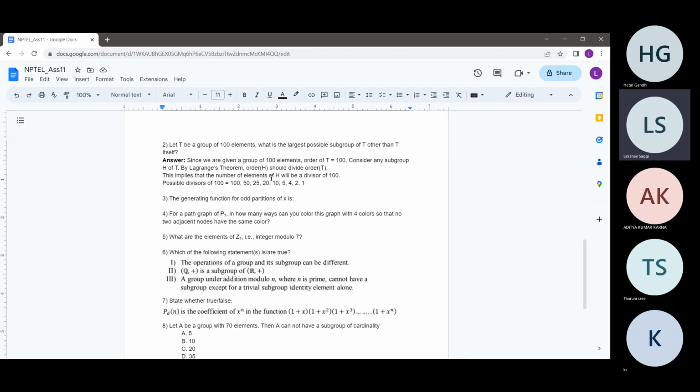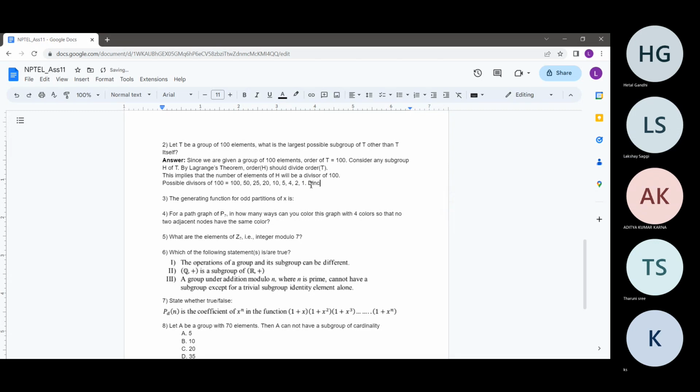So the number of elements of H will actually be one of these values only, right? The number of elements of H can only be 100 or 50 or 25 or 20 or 10 or 5 or 4 or 2 or 1. Note that the largest possible value out of these is 100. But the question is asking for the largest possible subgroup other than T itself. T also contains 100 elements, and if H also contains 100 elements, then T will be equal to H, because if A is a subset of B and the size of A equals the size of B, then A equals B for two sets. So we won't answer 100.